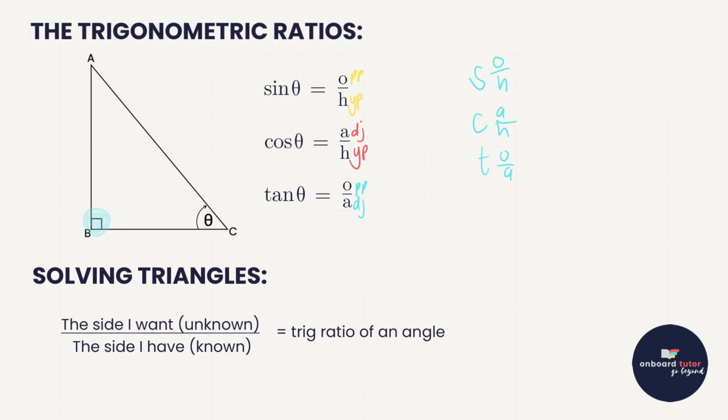So for example, if I was asked what is the length of AB, and they told me that AC was 20, I could then say the side I want is AB over the side I have is 20. The angle that we're working with here is this theta that they've given us, so it's opposite over hypotenuse, and that is a sine ratio.